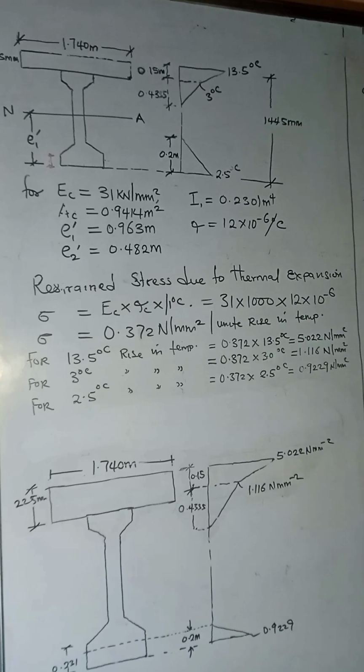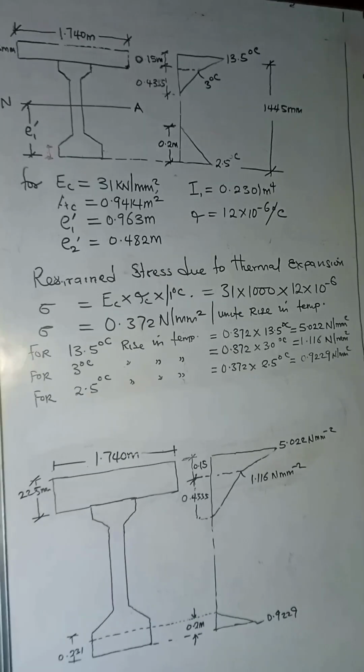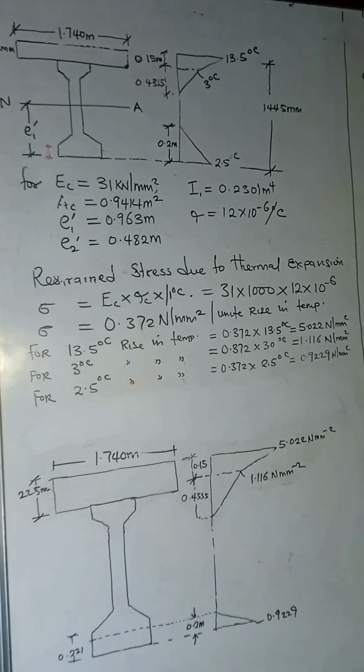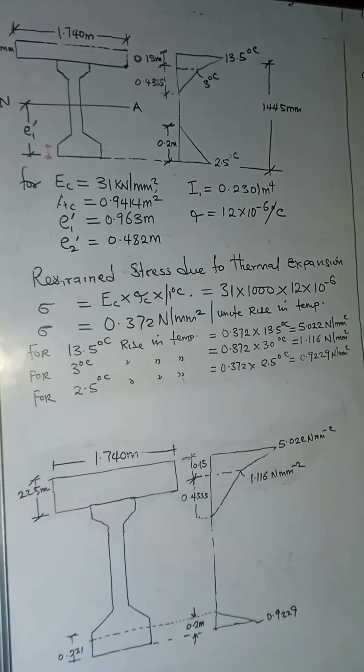per degree rise in temperature. Okay, so having gotten all these values, the next thing we are going to do is to determine the stress for every degree rise in temperature. All right, so we have the modulus of elasticity of concrete times the thermal coefficient of concrete times 1 degree rise in temperature. So we can solve that. If we work that out in Newton per millimeter square, you see that that stress becomes 0.372 Newton per millimeter square.